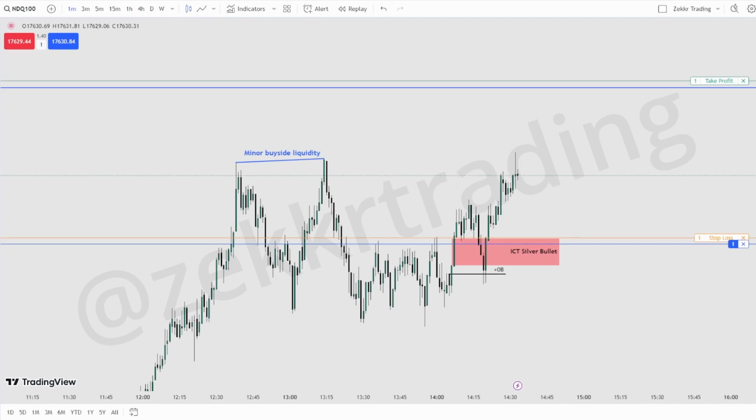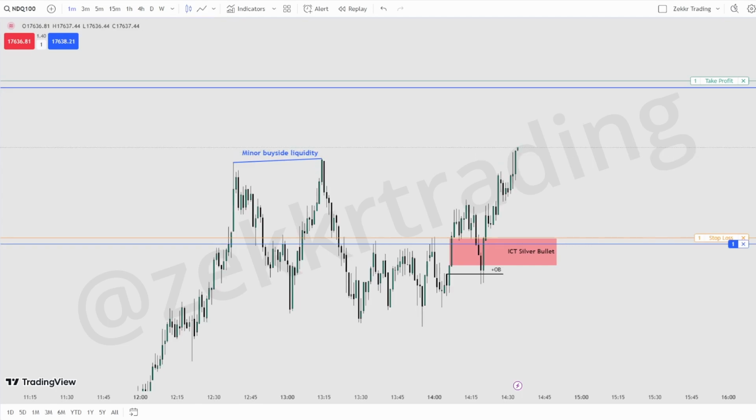this run above the buy side liquidity on the left, as you can see with the blue line lower, so minor buy side liquidity. If we drop back down and stop us out at break even, that will just mean that this was a liquidity grab and a turtle soup pattern, and we will probably go lower because we would see a displacement and a shift.